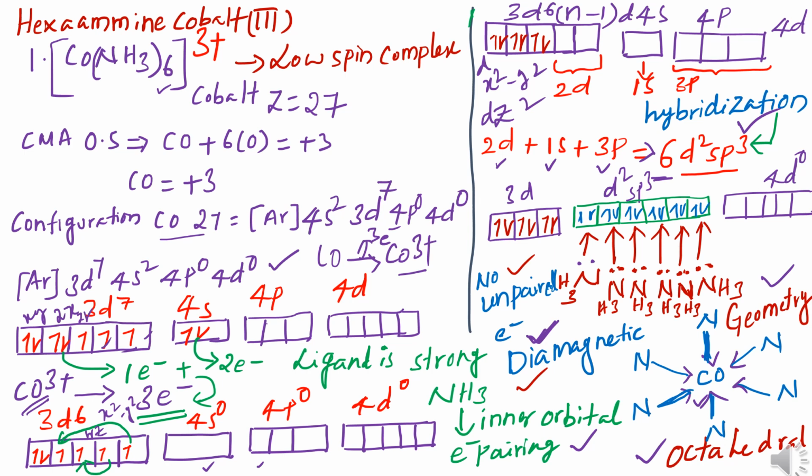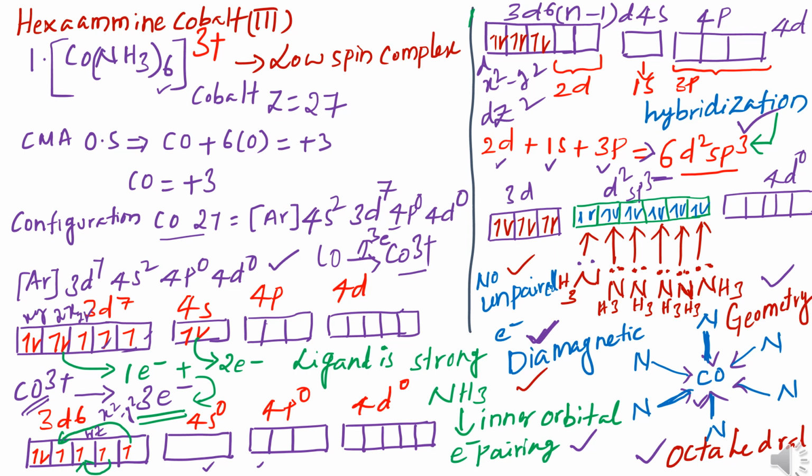So what will happen after pairing? Inner orbital pairing. It is called low spin complex, we will say usually. So inner orbital pairing has happened due to the influence of the strong field ligand. So after that, what will happen? The inner orbital is (n minus 1)d, right here. So it will have 3d6 electrons after pairing, and 2 d orbitals are empty: x square minus y square and dz square. So these two are empty.